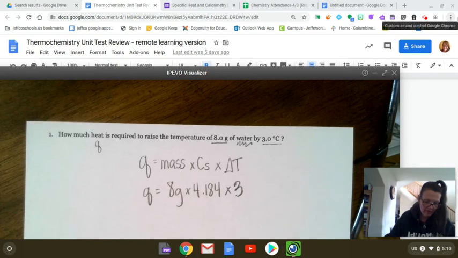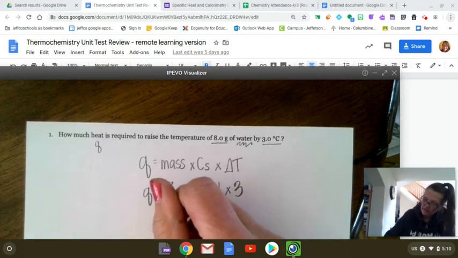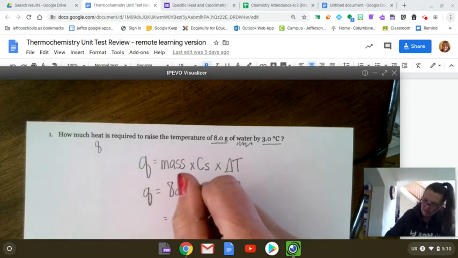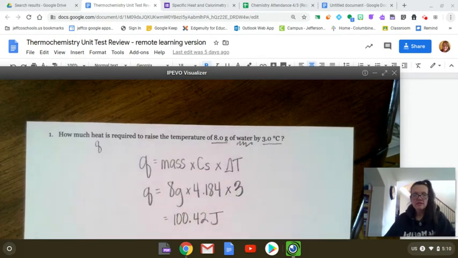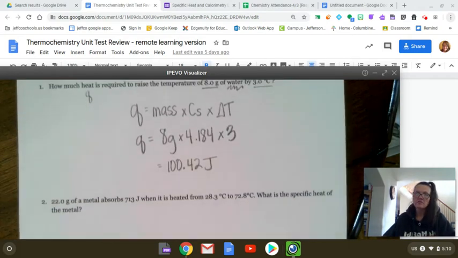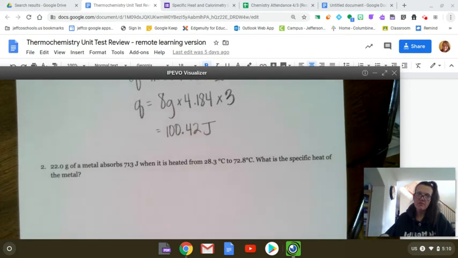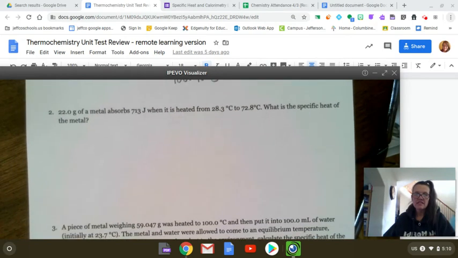8 times 4.184 times 3. Oh, wait, sorry. 8 times 4.184 times 3. And we get 100.42, and the unit, of course, will be joules. So that's how much energy would have to be applied to 8 grams of water in order to get the temperature to change by 3 degrees Celsius. Okay, pretty straightforward. All right, let's look at this second problem here.